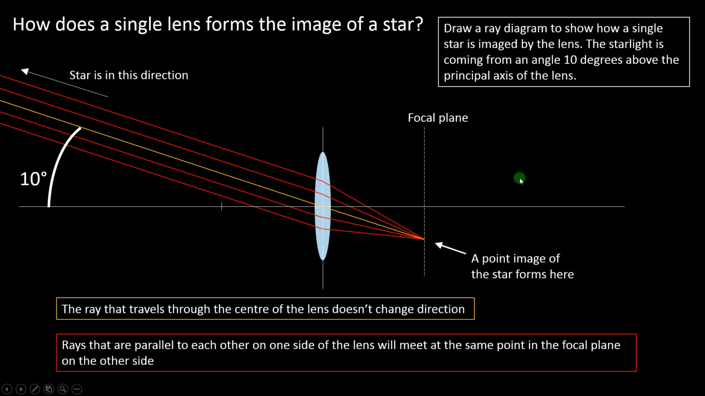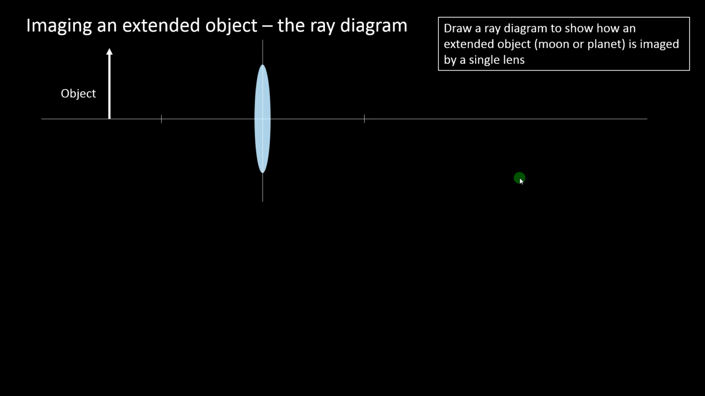Okay, so that's the diagram you draw if you're asked to explain how a single lens forms an image of a star. Parallel rays on one side, focusing to a point in the focal plane, and how you know where that point is, you start with the ray through the centre of the lens. Okay. The other thing you need to be able to do is an extended object.